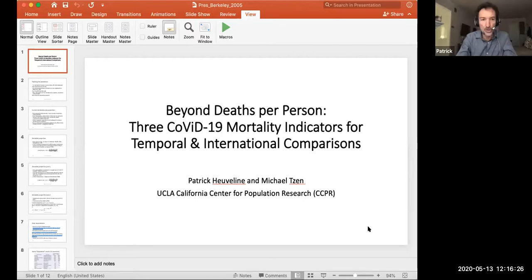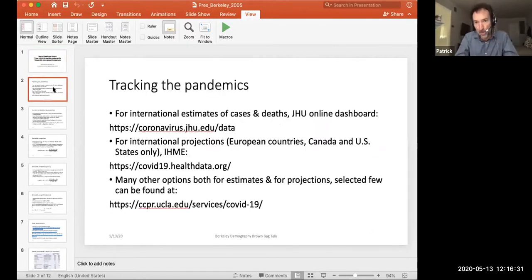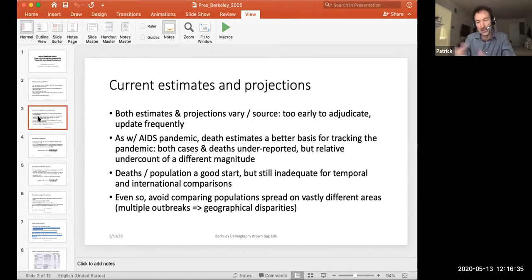So yeah, today I'm not going to try to say anything about the projection. Our point is that the situation is still changing very quickly, and there's not really a point to try to adjudicate between those estimates and projections yet. But in the meantime, we'll try to provide to non-demographers some metric and suggestion. Our take is still that, as was the case with the HIV/AIDS pandemic, deaths are a better basis for tracking the pandemic than cases.